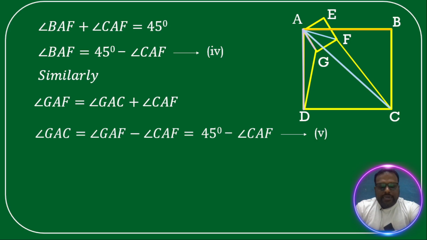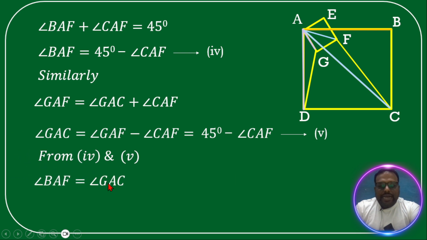Now if you concentrate correctly on equations 4 and 5: in 4 we have angle BAF is equal to 45 degrees minus angle CAF, and in 5 we have angle GAC is equal to 45 degrees minus angle CAF, right? From 4 and 5, since the RHS is the same, we can equate the LHS. So we get angle BAF is equal to angle GAC. This is one of the important steps here.